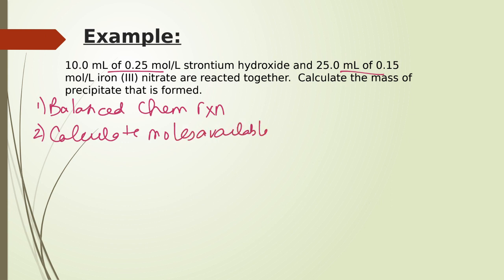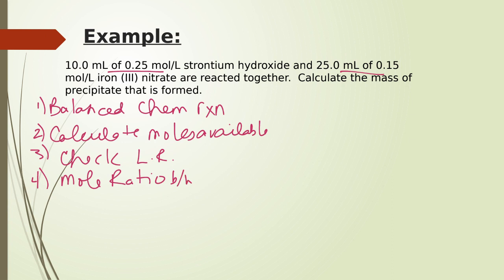And then we're going to have to do a third step where we check for your limiting reactant. Once you know your limiting reactant, you're going to calculate a mole ratio between your limiting reactant and the precipitate. And then lastly, you're going to calculate the mass of the precipitate that you should be obtaining if you carried out this reaction on its own.